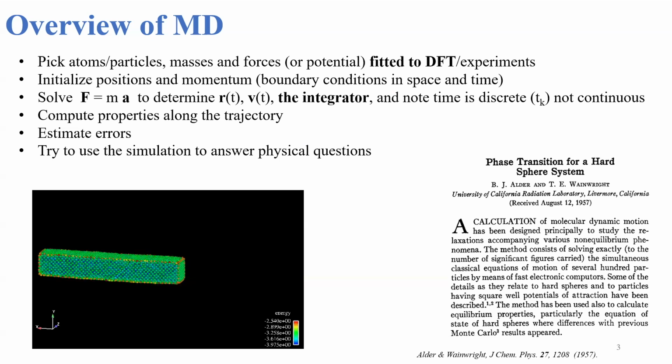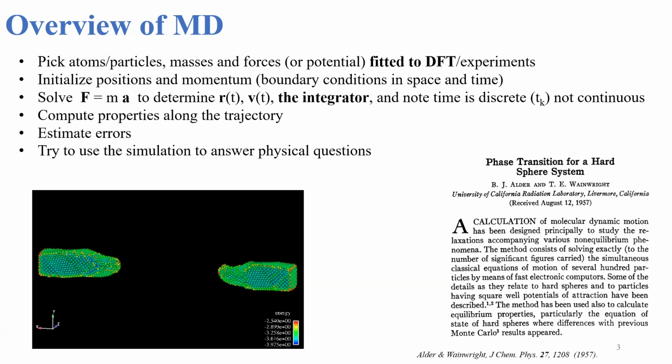This was first proposed by Alder and Wainwright at the University of California Radiation Lab in 1957. I think this lab is now called Lawrence Berkeley National Lab, a very famous national lab. And here on the left-hand side, I show you a molecular dynamic simulation of aluminum being pulled. You can see after a certain time, it actually breaks into pieces once you provide the tensile strain and so on.